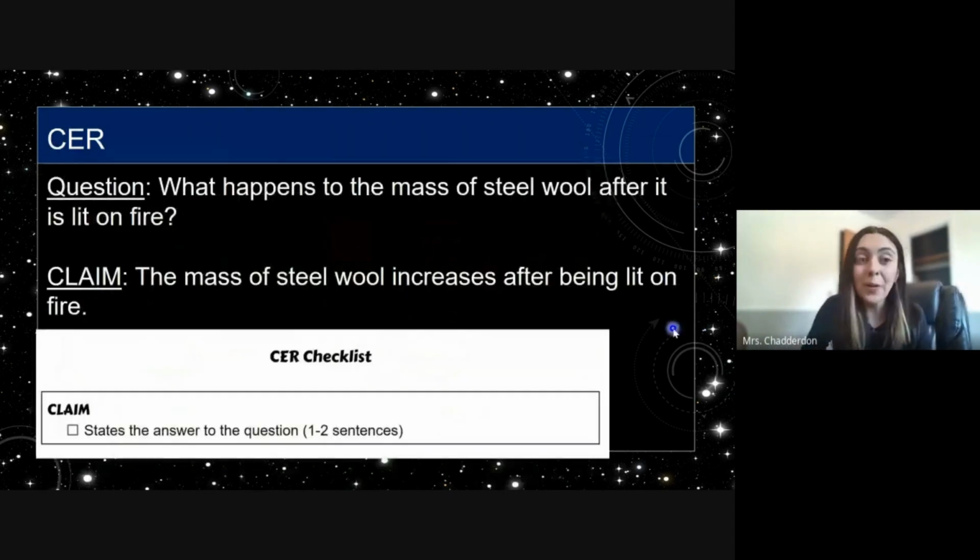Okay, so now we're going to come up with a CER. Here's our original question. What happens to the mass of steel wool after it is lit on fire? Now my claim is just an answer to that question. The mass of steel wool increases after being lit on fire. Now I'm going to give you all a CER checklist to help you go through and make sure that you include everything you need. So for your claim, it's super simple, states the answer to the question in 1 to 2 sentences. I did that, so we're good.